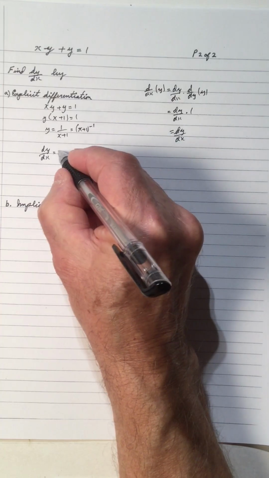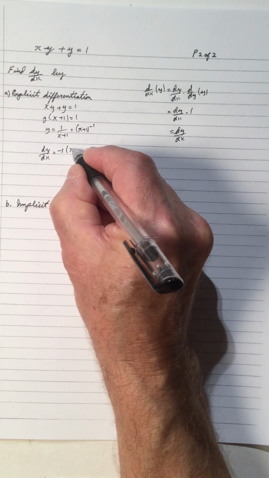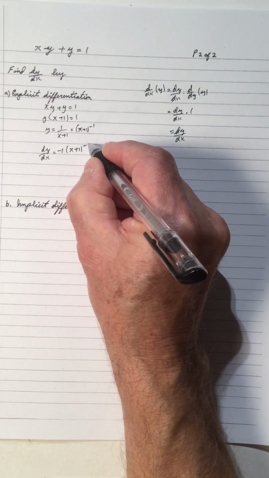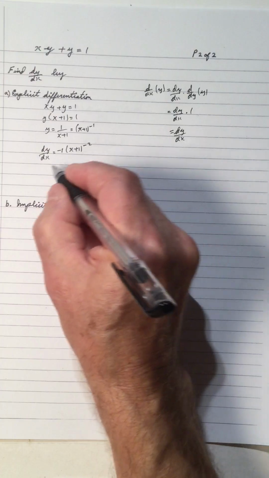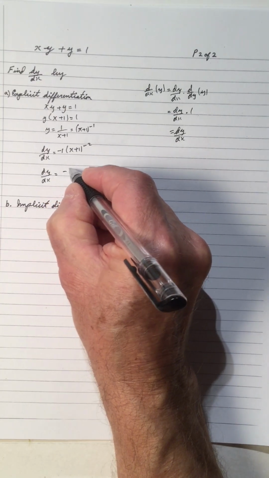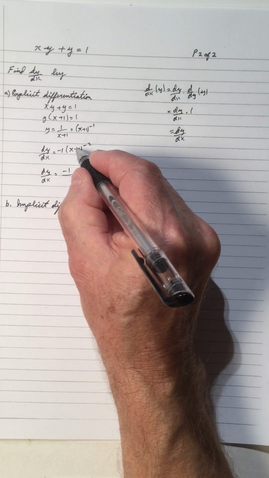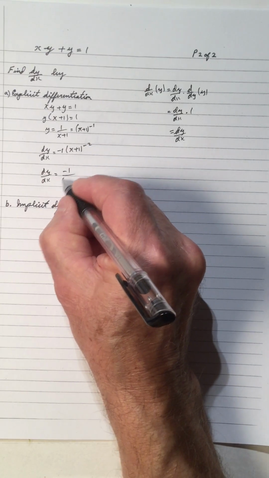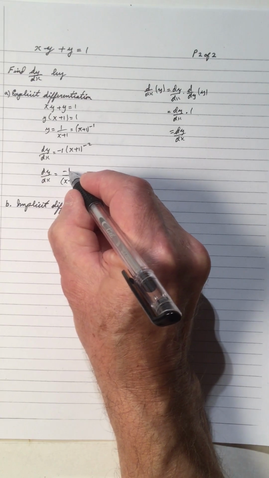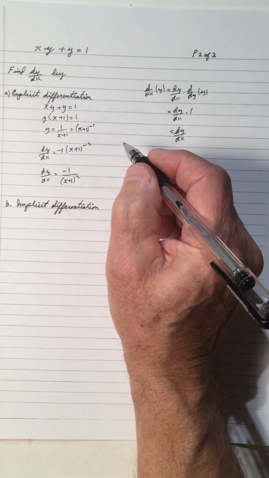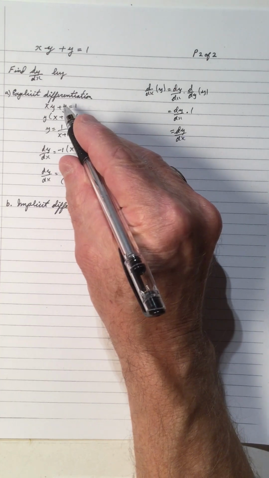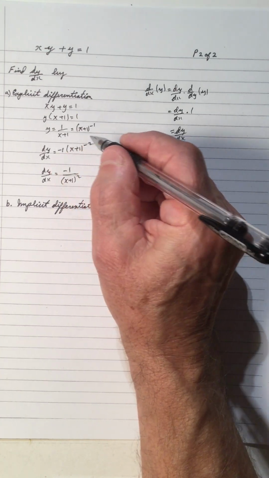And we have the power rule, so the negative 1 goes in front, and the exponent decreases by 1 to become (x plus 1) to the negative 2. Negative 1 minus 1 is negative 2. So dy/dx becomes negative 1 times (x plus 1) to the negative 2, which is negative 1 over (x plus 1) squared, since the negative exponent moves the reciprocal down. So that's the derivative using the explicit method, where we solve for y.